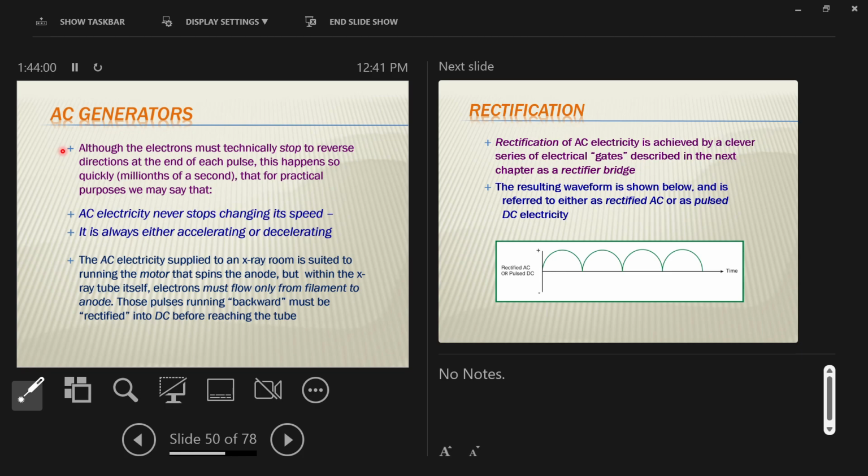In our X-ray room, the AC electricity that we access is good for running a small AC motor that spins the anode. What do you guys know about anodes by now? They're the positive end of something, right? This, in an X-ray tube, is an anode. It's a disc like that.